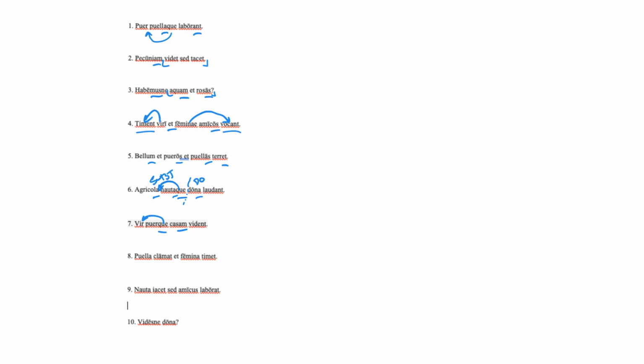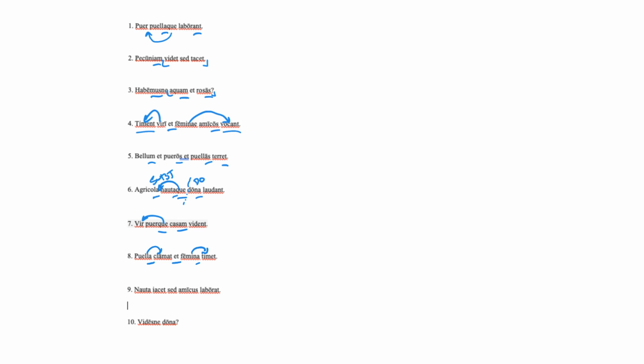Number 8, similar to number 4, you've got a conjunction, but it is joining clauses rather than nouns. So puella clamat, one clause, et femina timet, another clause. All right. No direct objects, no accusatives. Both puella and femina are nominatives, and they are the subjects of their verbs.